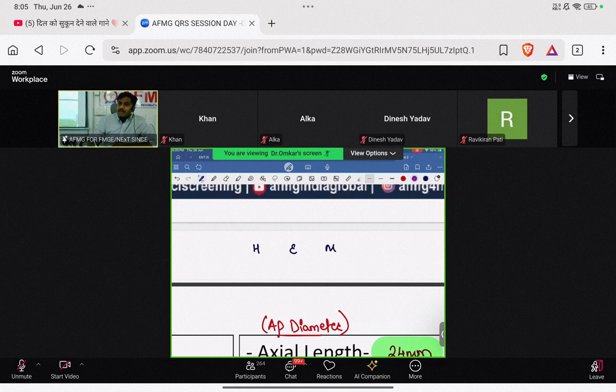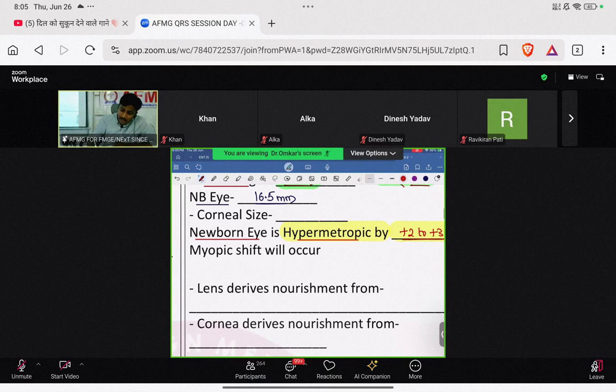Now we know that as the baby's eye will grow, what will happen? The baby will go from hypermetropia to emmetropia. Normal, right? So as soon as the baby grows, the eyeball also grows, and that baby goes from hypermetropia to emmetropia. So can I say it is either called an emmetropic shift or a myopic shift? Because it is coming towards myopia, right? So that is what is important. That was a PYQ in the recent FMG exam.